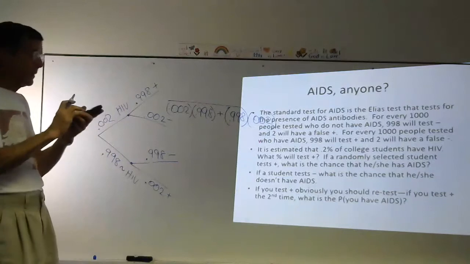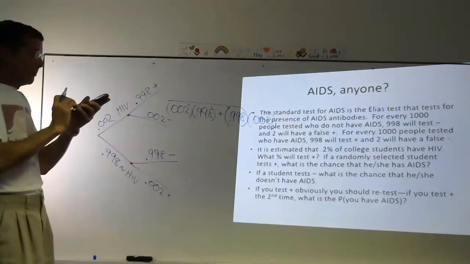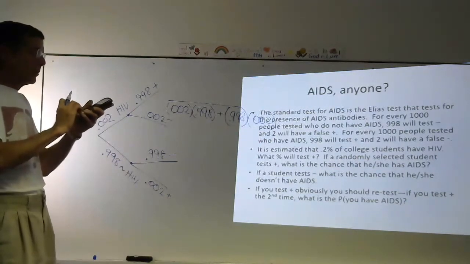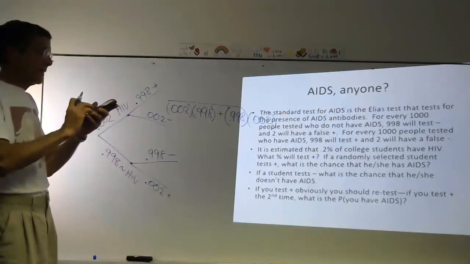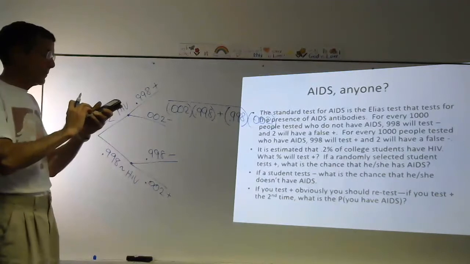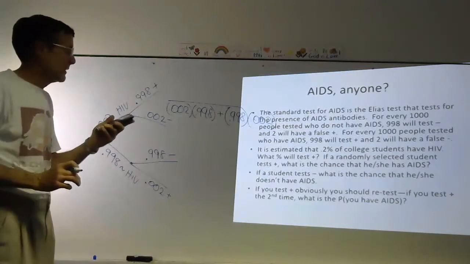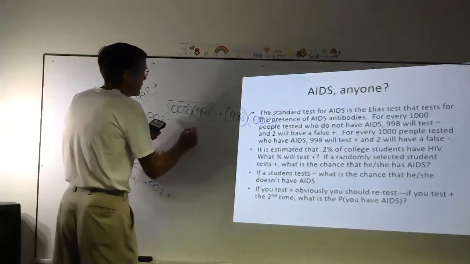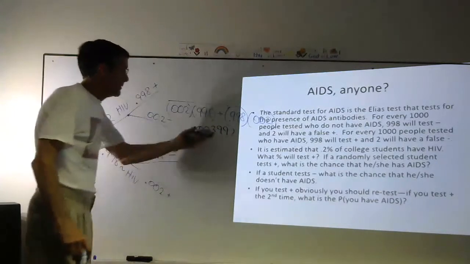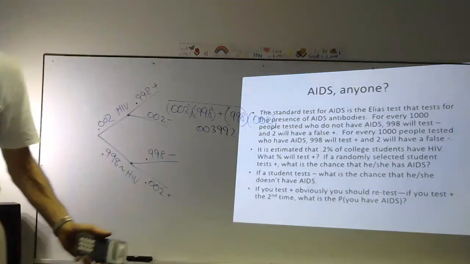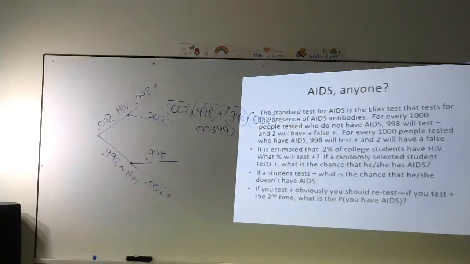What is that? It is 0.002 times 0.998 plus 0.998 times 0.002, which is the same thing. And this is 0.003992. Not even a whole percentage should test positive. Okay?